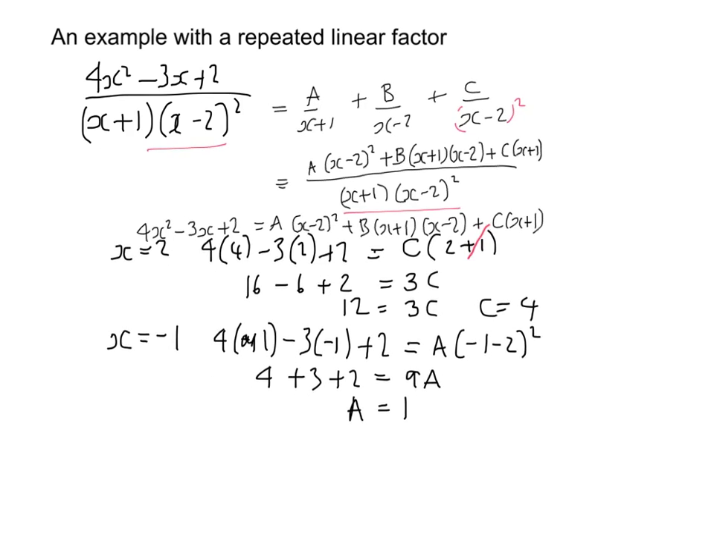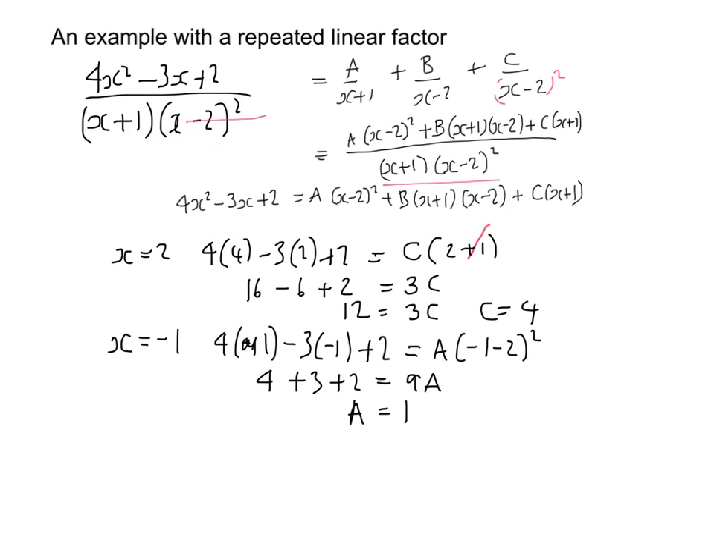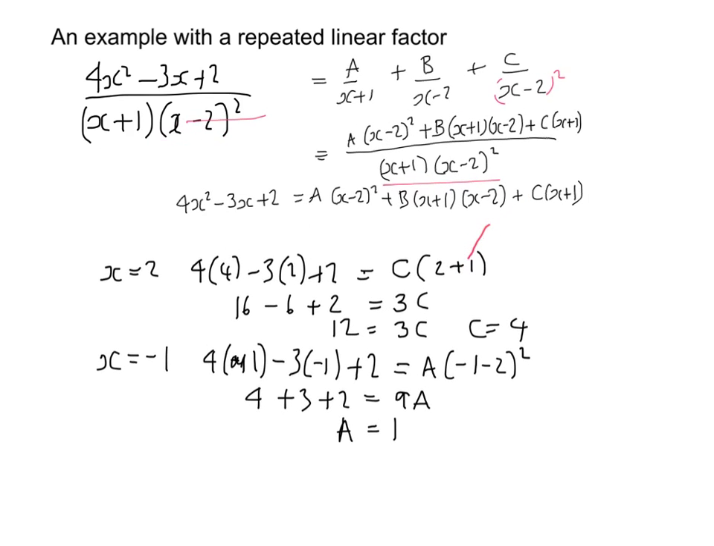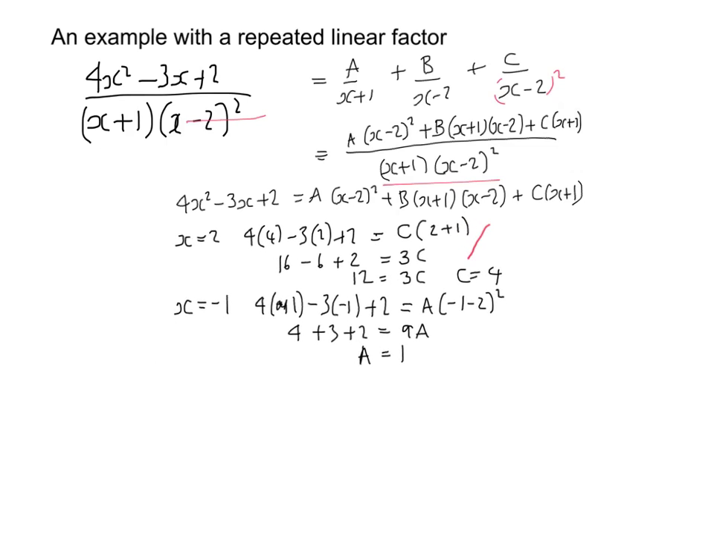Okay. Now, we've got a slight problem here, because we've found A and we've got C, but we haven't got B. And there's no other way we can make a bracket equal to 0. So we need to use an alternative method.